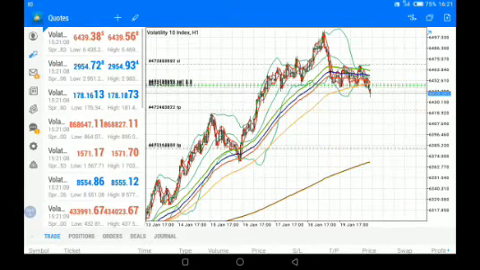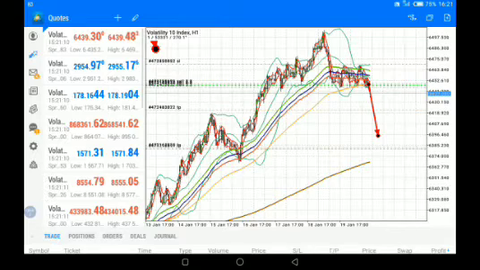a head setup. I'm seeing a head and shoulder. I'm seeing the price forming. I see the price action setup. By the time this price action is set up, it is the head and shoulder pattern.